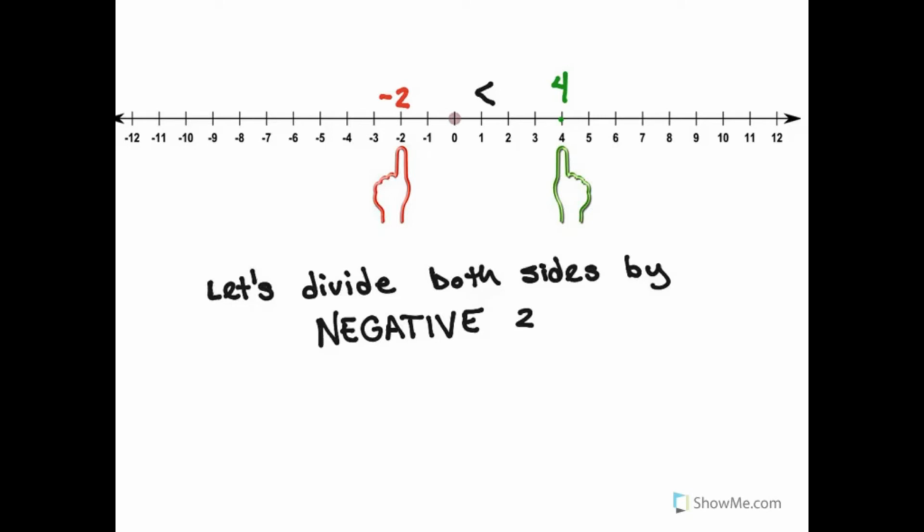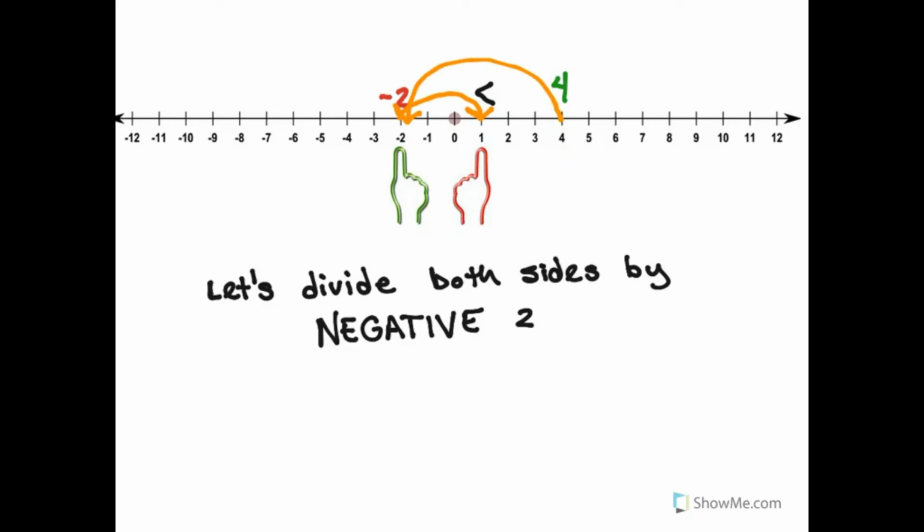But watch what happens to my hand if I multiply or divide both sides by a negative. In this case, we're going to divide both sides by -2. Well, -2 divided by -2 is +1. 4 divided by -2 is -2.